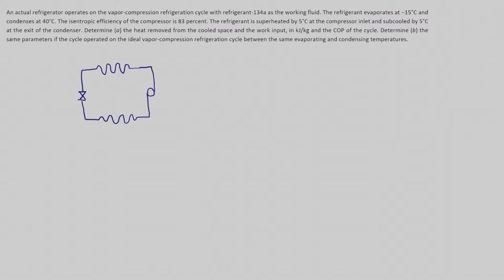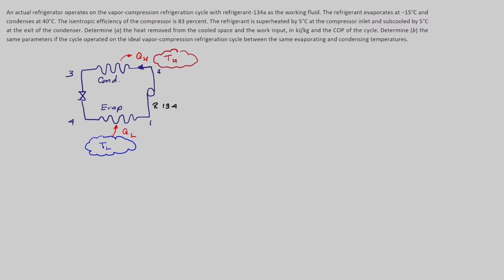Here we have a question involving a refrigeration system. In a refrigeration system, the evaporator receives heat from the low temperature reservoir and the condenser ejects heat to the high temperature reservoir, generally that is air. Let's call these points 1, 2, 3, 4.